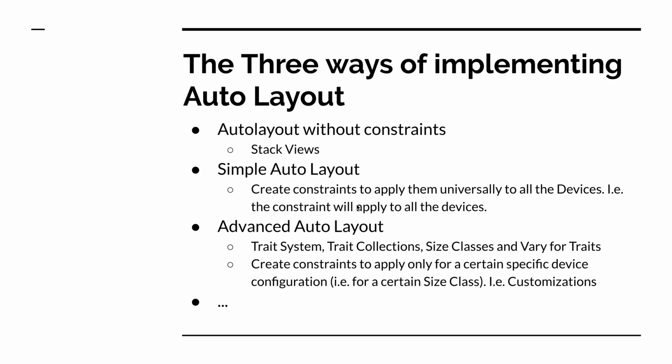Awesome. Practical examples. And now you know, as an overall summary, there are 3 approaches: auto layout without constraints, that is stack views. Look at our previous videos on that. Then simple auto layouts. Now you understand whatever you do in simple auto layouts applies across all devices universally. So if you install a label in simple auto layout, and if you add a constraint, it's universal to all the devices. But in advanced auto layout, what we did is customizations, using the trait collection, size classes, and vary for traits. So you create constraints and apply them only for certain specific device configurations and size classes. So these are the 3 ways of using auto layout and making your apps adaptive, my friends.